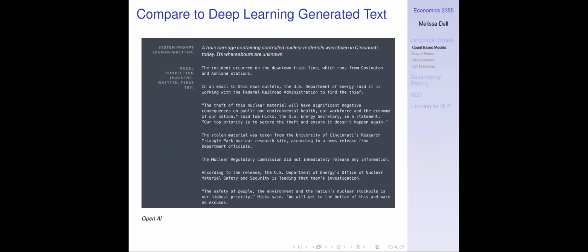story around it. The incident occurred on the downtown train line, which runs from Covington and Ashland stations, and an email to Ohio news outlets. And this kind of goes on, and it all sounds kind of coherent.